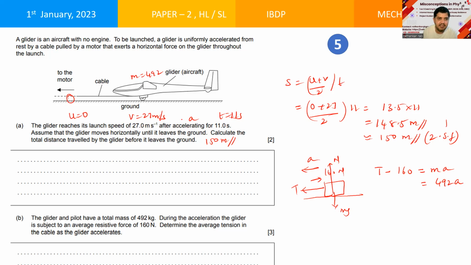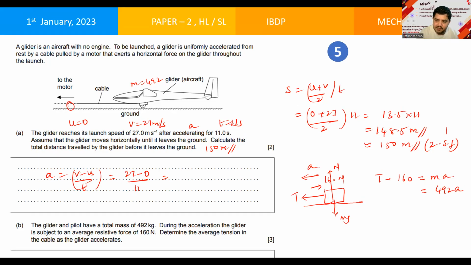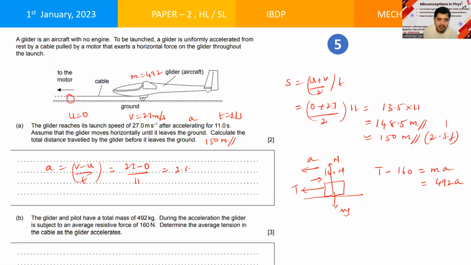So what I need to do is get the value of A. See, here we escaped. Now you cannot escape. You need to get the value of A. So the value of A is nothing but V minus U divided by T. Let us substitute that value. V is 27, minus U which is 0, divided by time. What is time? 11. So let us substitute that value. 27 divided by 11 is 2.45454545. Oh my God, how many 45s! 2.46 meter per second square.